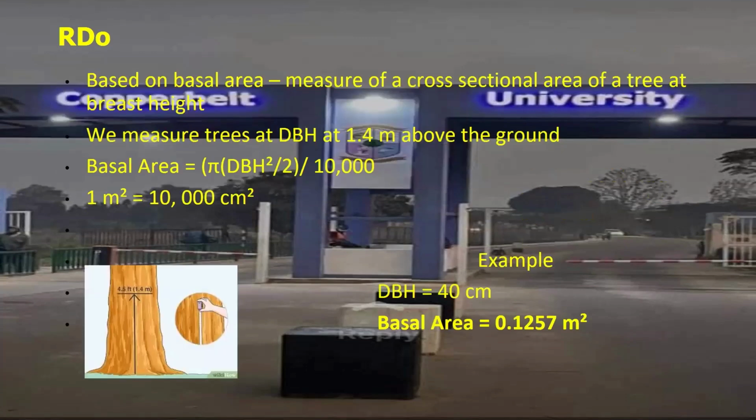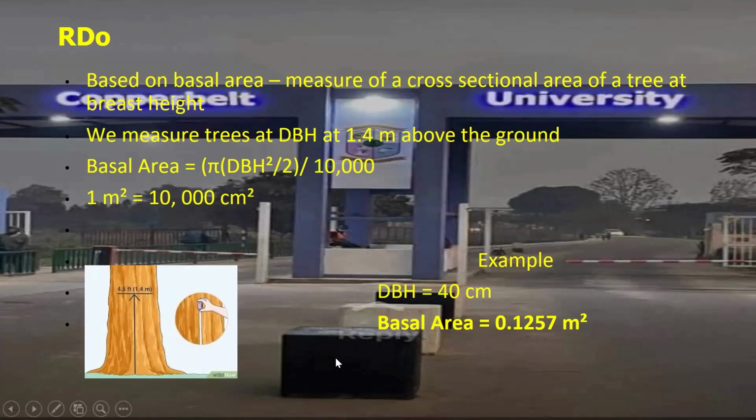We calculate the relative dominance. Which of the 3 species is more dominant? When we are calculating the relative dominance, this is based on the basal area. The basal area is the cross-sectional area of a tree at breast height. So as a forester, for instance, if you are estimating tree species composition in a specific ecosystem or a specific forest, you have to measure trees. All trees are measured at breast height.